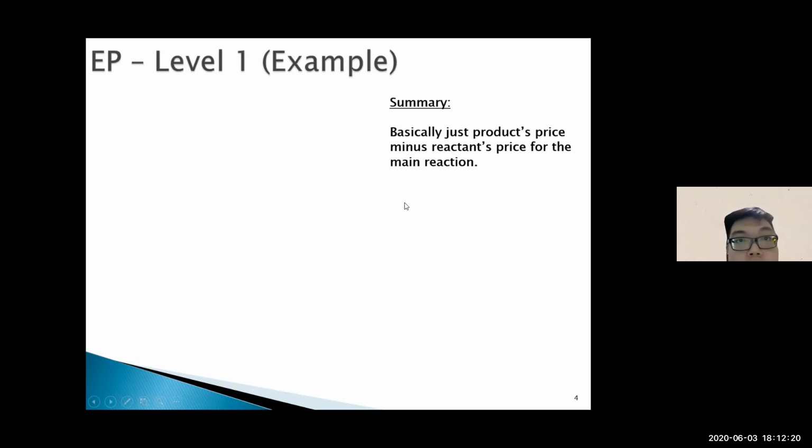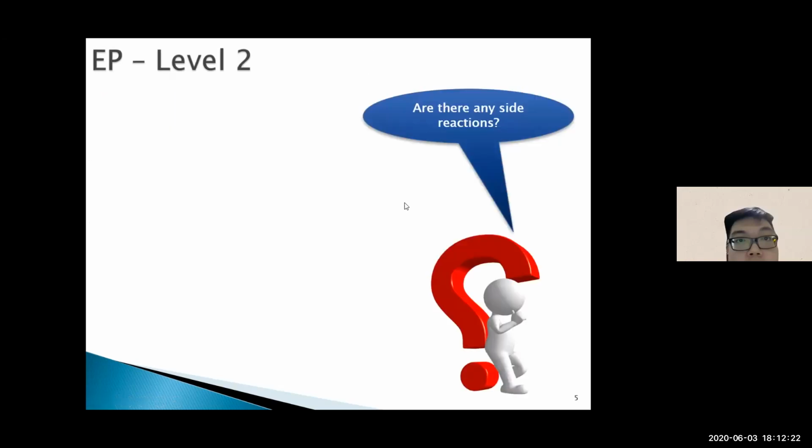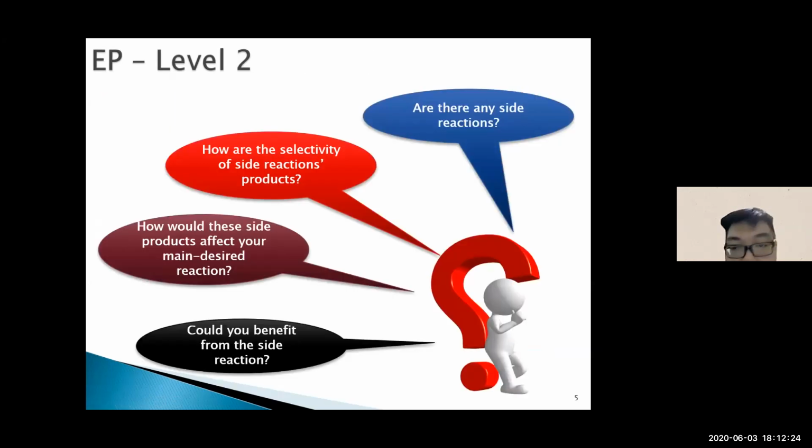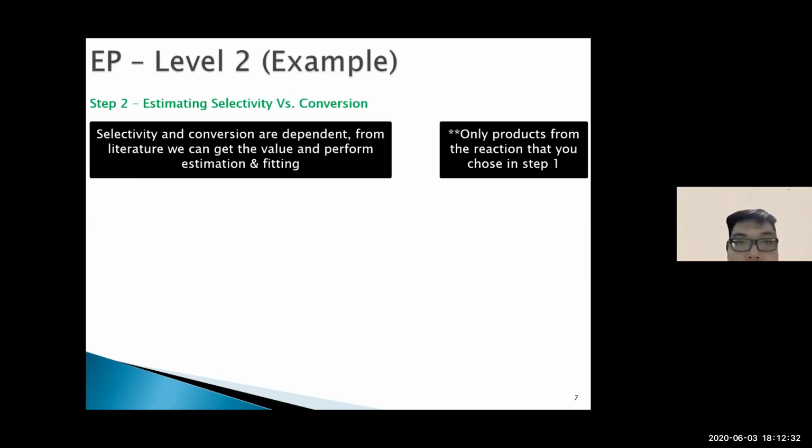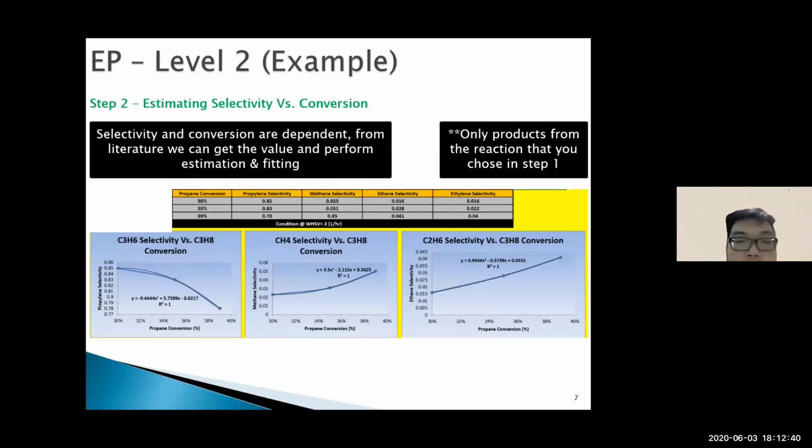At this point, you should be able to determine your step 2 to find your selectivity for each of the side reactions that you have. This selectivity value, you can find it from literature or a book that did a similar or the same process as what you are going to do, or you can compile a table to make a model. So you can better estimate the selectivity with respect to conversion of your main product.